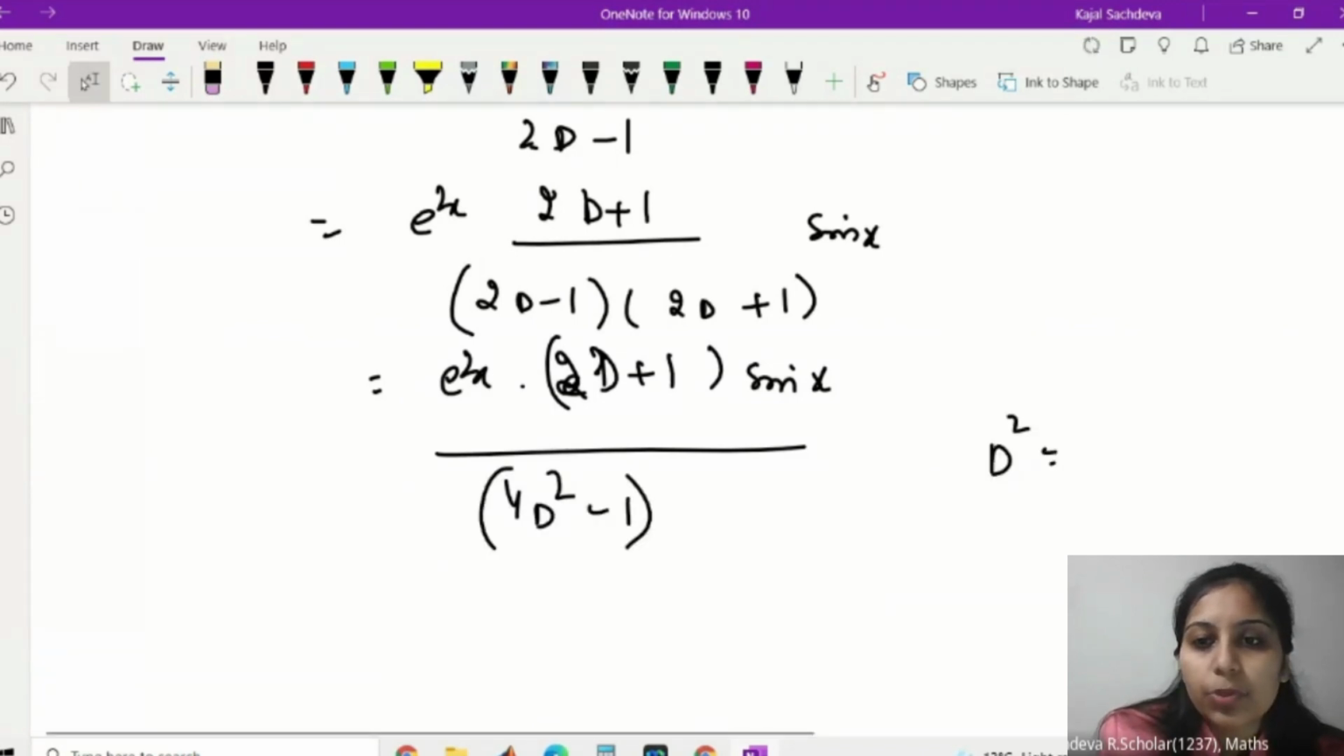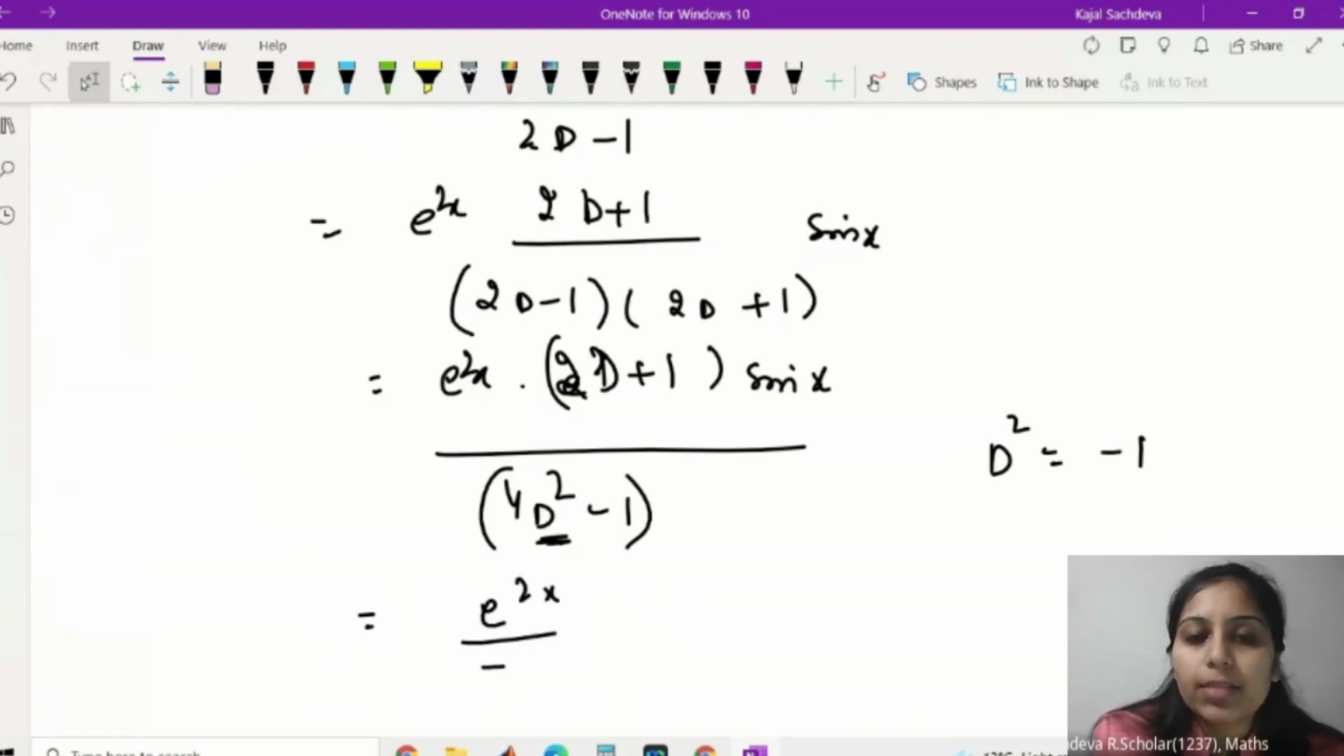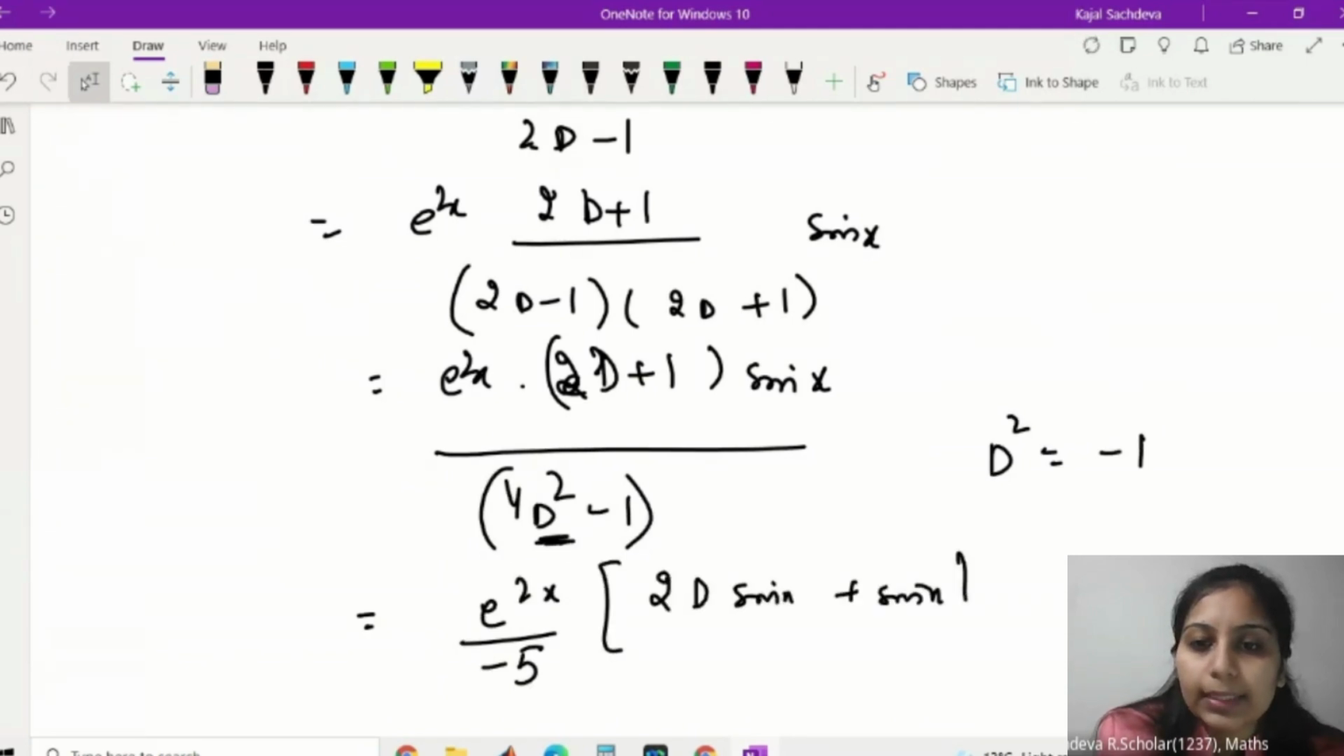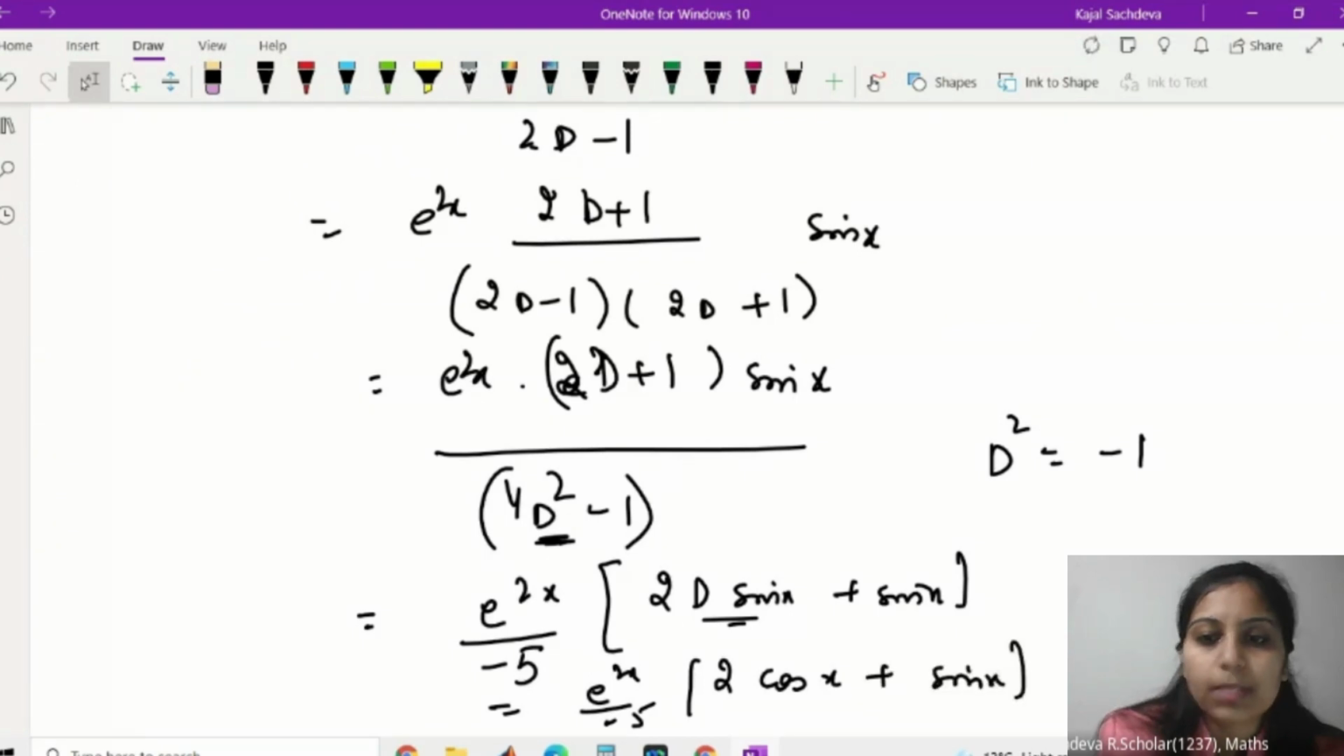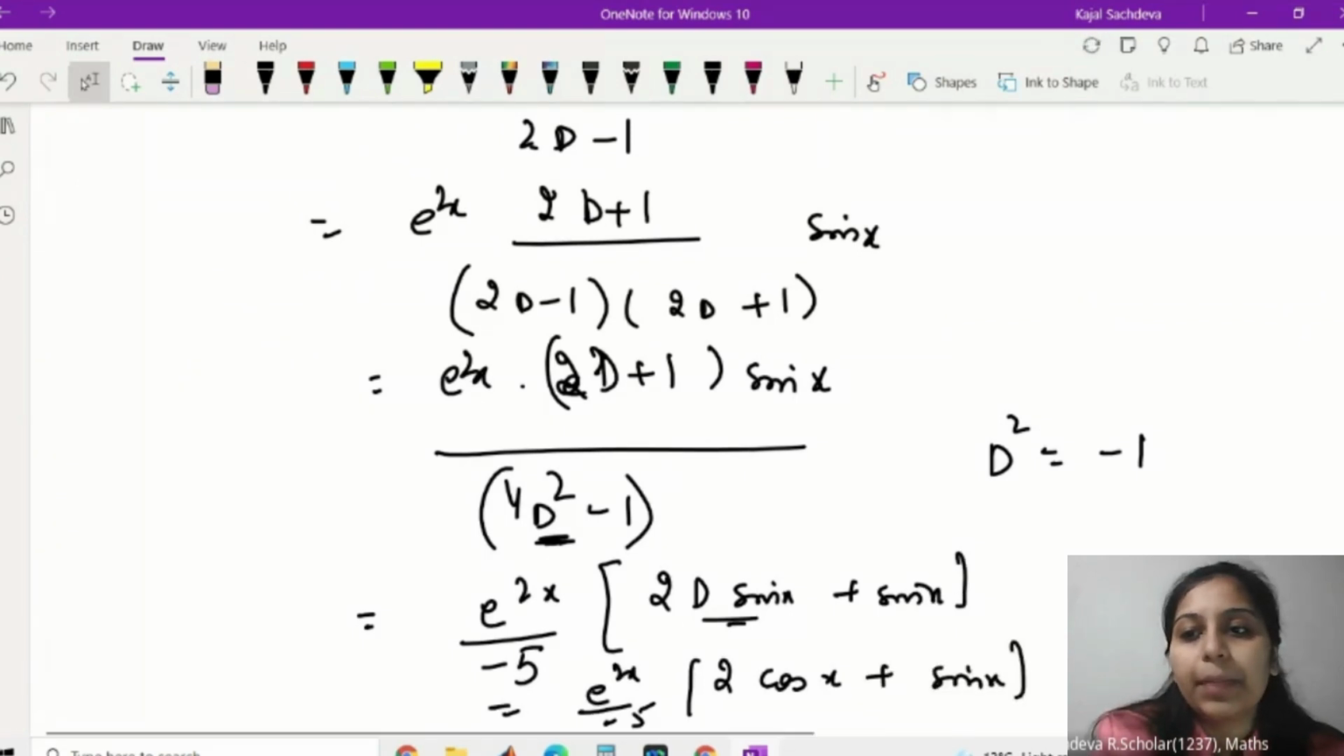And again substituting D square equal to minus 1, we get e^2x. Here, 4 D square is minus 4, minus 1 is minus 5. And above, 2D sin x plus sin x. So D can be operated as differentiation. Sin x differentiation is cos x: 2 cos x plus sin x. This is our required PI.